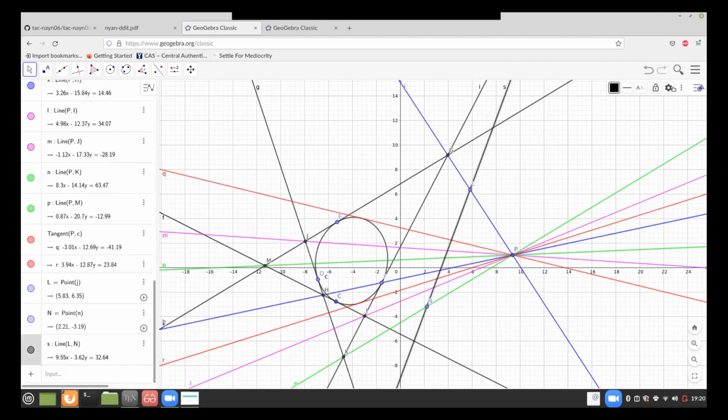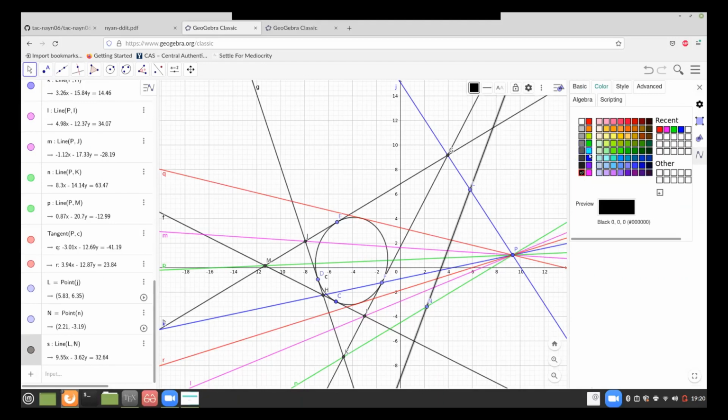Probably recolor that. Maybe the other color. Ha ha ha.